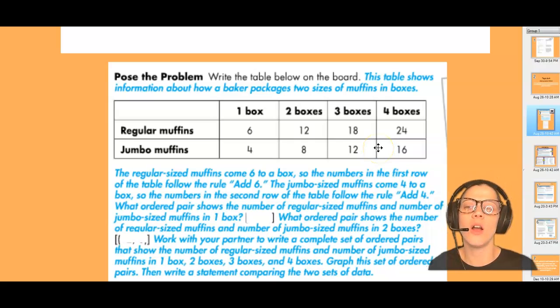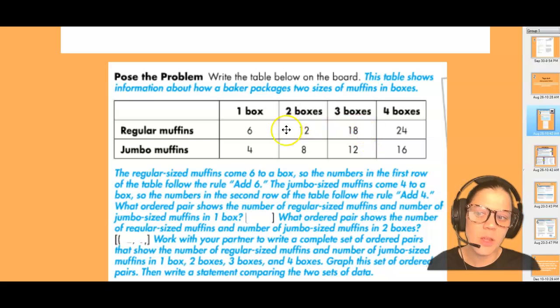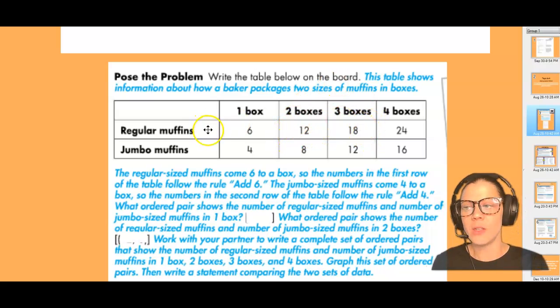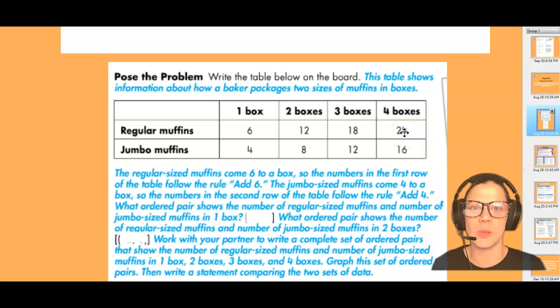We aren't doubling our quantity each time, because I know we do go from 6 to 12, but then we go from 12 to 18. If we were doubling, it would go from 12 to 24. So our rule for our regular muffins would be add 6. If I needed to figure out how many muffins would be in 5 boxes, I would add 6 to 24, and so on. Let's look at our jumbo muffins and determine what we think the rule is.